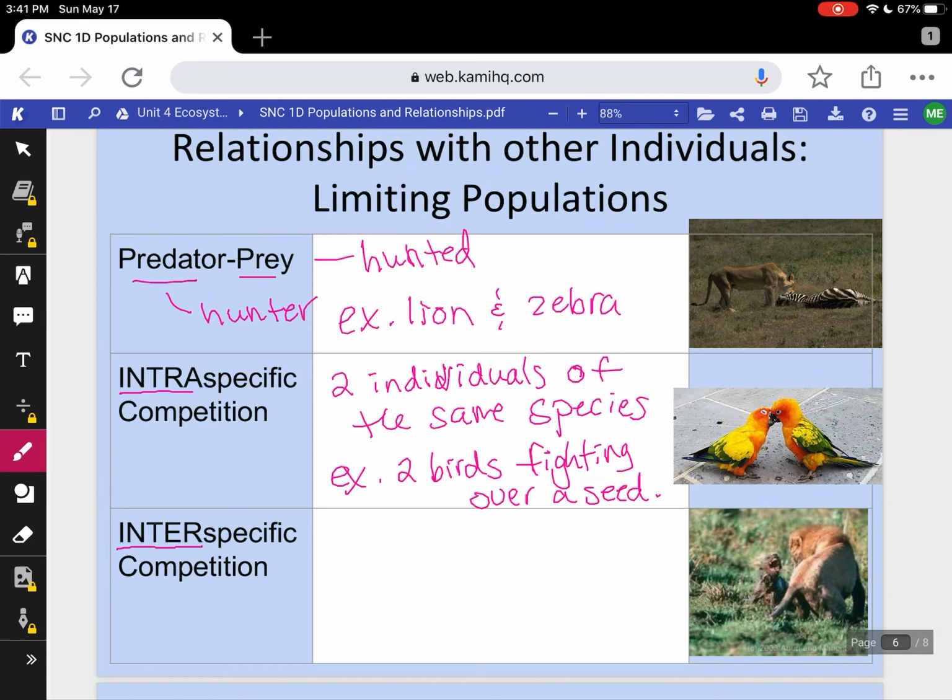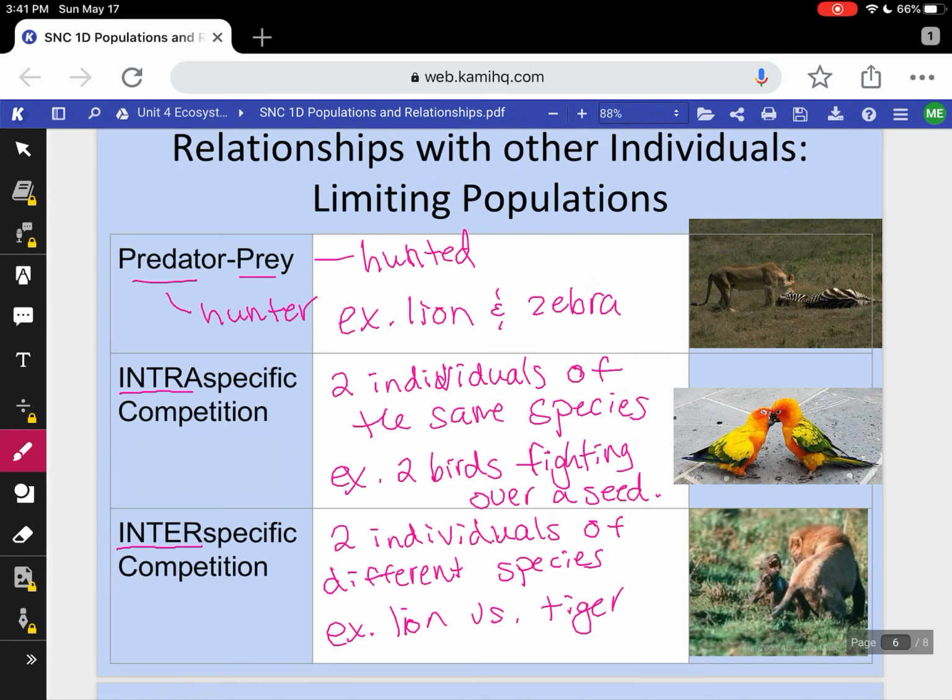That is intraspecific competition. Interspecific competition is between 2 individuals that are of different species. So an example here could be a lion versus a tiger. A lion and a tiger competing for water or competing for the same zebra. So interspecific competition is when we have 2 individuals of different species that are fighting over something. Intraspecific is when they are of the same species fighting over something.